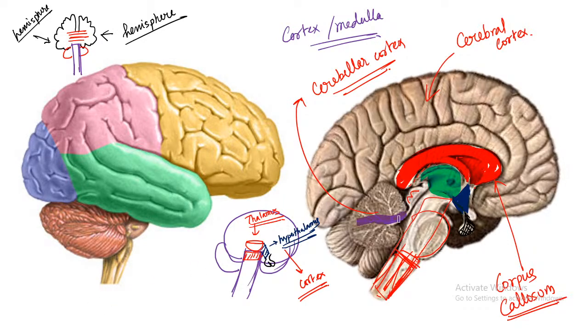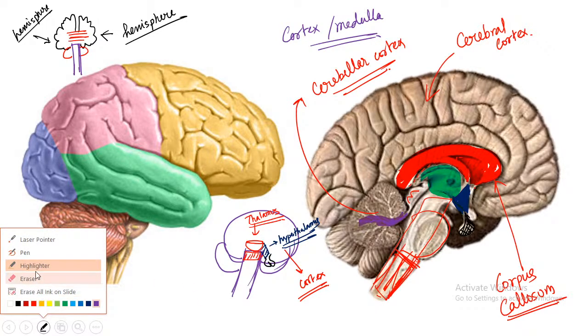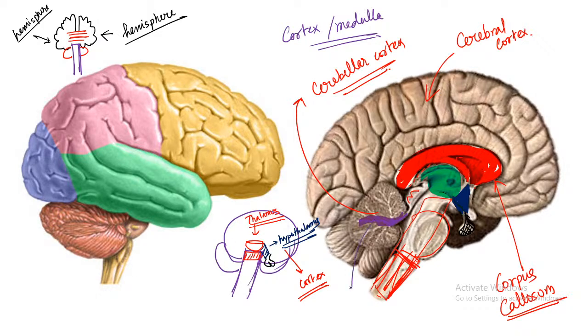There's a structure over here. As you can see, there's a whitish material over here. I don't know whether you are able to see it or not. See over here, there's a whitish material. Okay, let me take a highlighter, and this whitish material that is coming in, that is the part which joins the two cerebellar hemispheres, and that is known as the vermis. Vermis connects the two hemispheres of cerebellum.